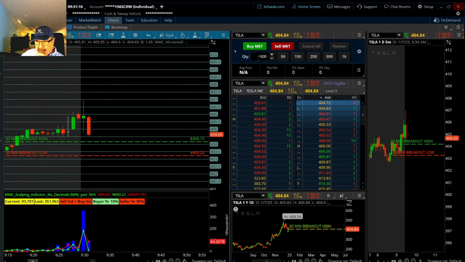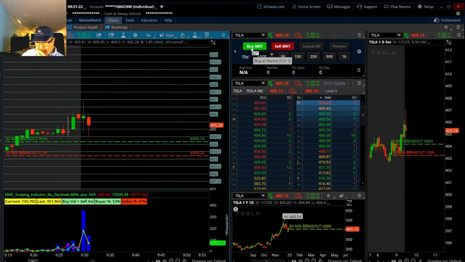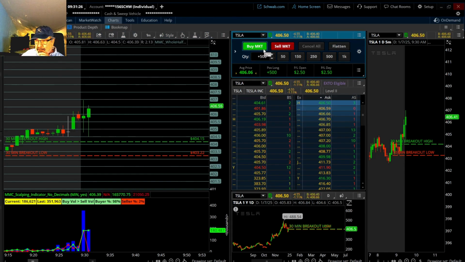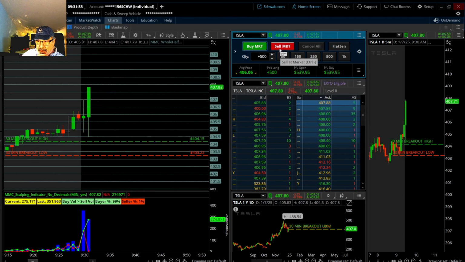So I'm looking at the market maker here. I'm looking at the candlestick action, but it's safer for me to look at the market maker for 406. There it goes. I'm in. So I'm in at 406. Now I can get out right now for $300. It's going strong, so I'm going to hold.